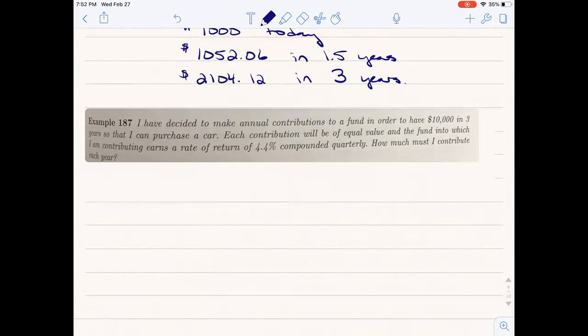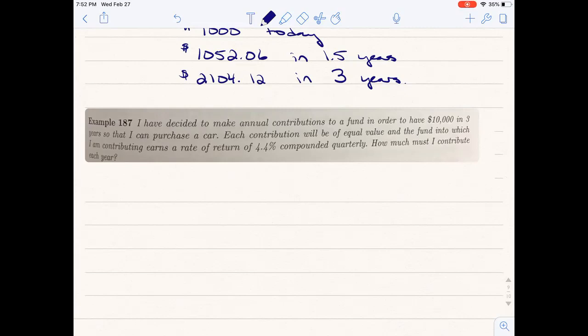Okay. I've decided to make annual contributions to a fund in order to have $10,000 in 3 years so that I can purchase a car. That sounds great. Each contribution will be of equal value, right? So we're going to have these equivalent payments. And the fund into which I'm contributing earns a rate of return of 4.4% compounded quarterly. Convenient. How much must I contribute each year?